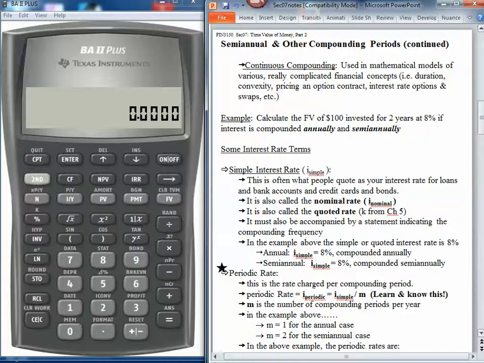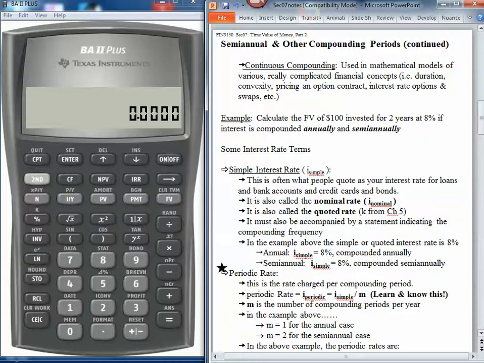In the example above, the simple or quoted rate will be 8%. That's the annual rate, assuming that it's compounded annually. When we look at semi-annual compounding, we'll say that it is an 8% APR or 8% simple rate, but compounded semi-annually. The periodic rate is the rate that you'll receive over the compounding period.